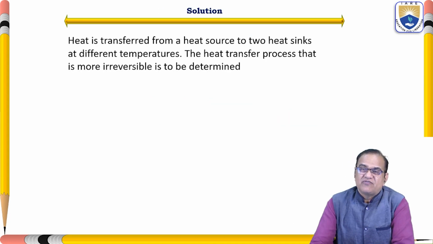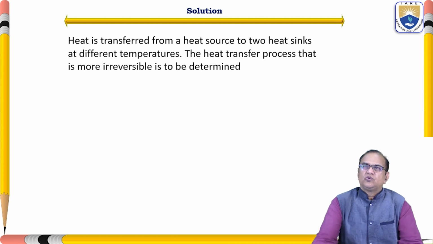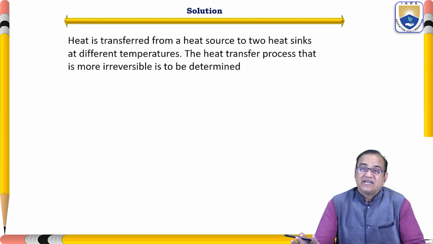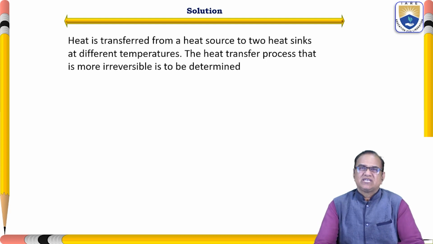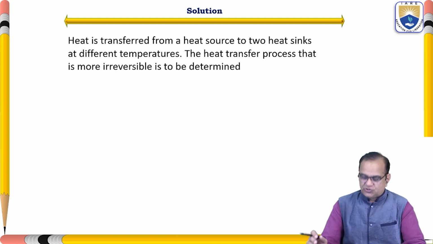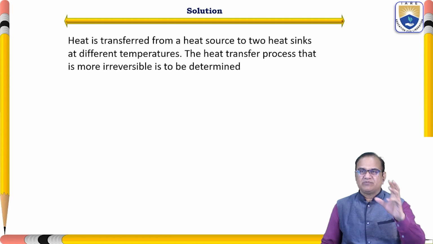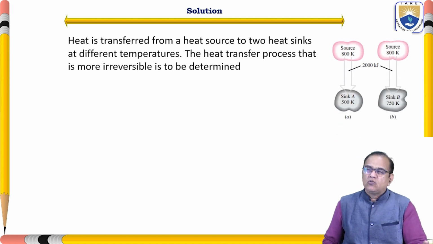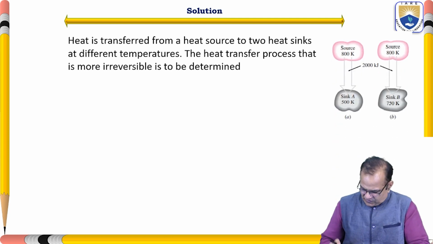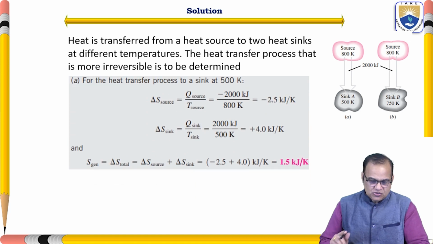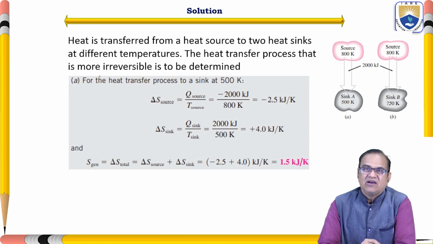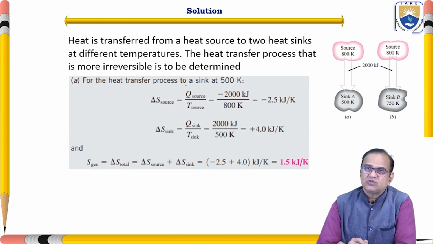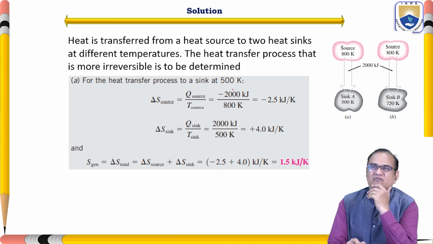So further we will discuss this. Heat is transferred from a heat source to two heat sinks at different temperatures. The heat transfer process that is more irreversible is to be determined. This is our objective, and how to go about it. This is our figure. So for the heat transfer process to a sink at 500 Kelvin.